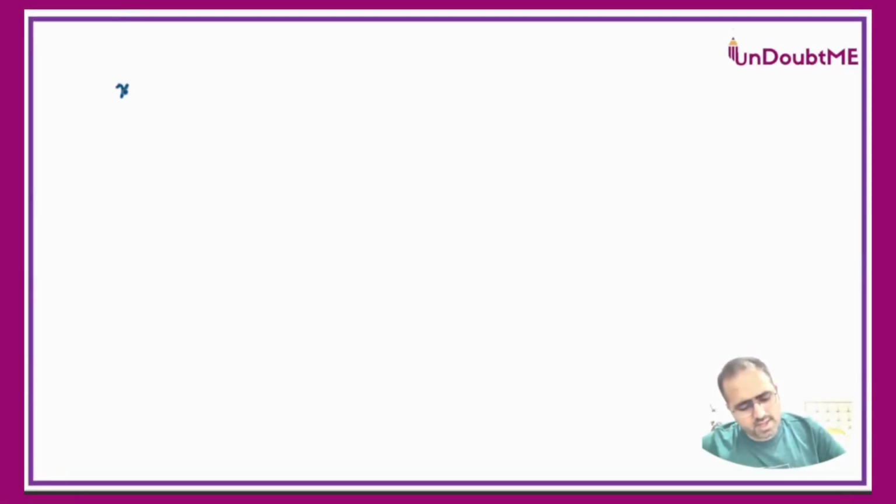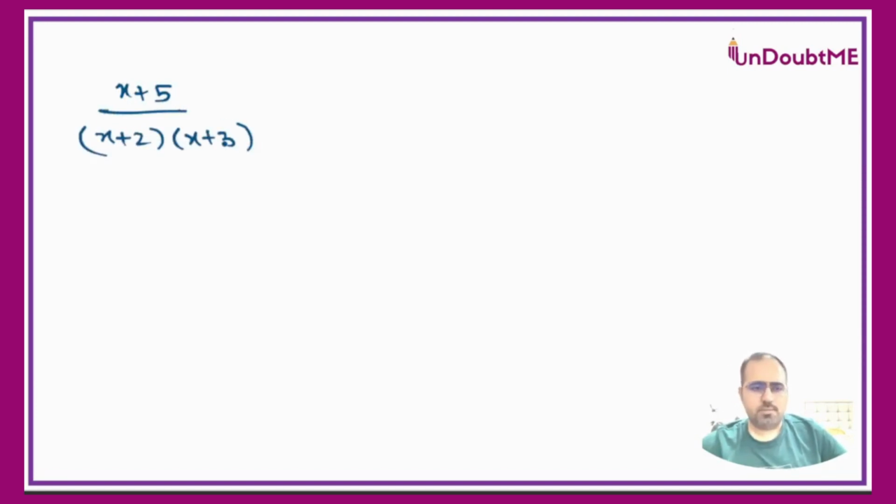If I have anything like x plus 5 over x plus 2 and x plus 3, it is just an example. Okay, we'll directly do it with the help of the example. So if I want to write it in the form of some a over x plus 2 and some b over x plus 3, this is called partial fraction. Now, what is the utility of partial fraction?